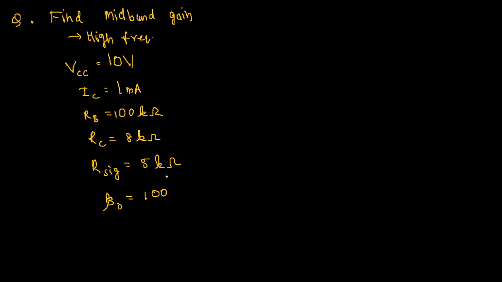and I'm given C mu. C mu is equal to 1 picofarad, Ft is equal to 800 megahertz, and Rx is equal to 50 ohm. We are supposed to find the midband gain and the upper end 3 decibel frequency.